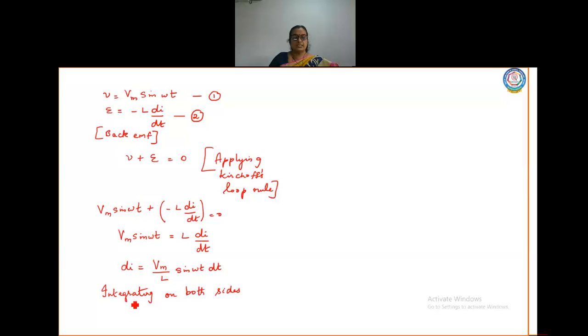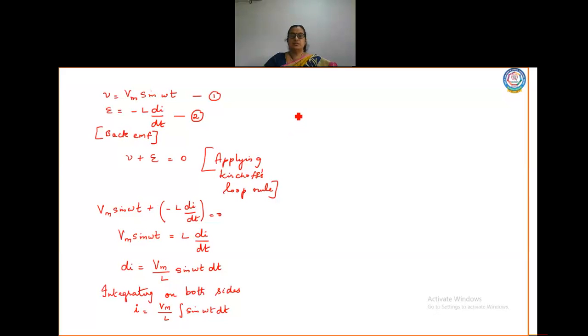So what is integral di? Integral di is I. Now as far as this side is concerned, this Vm by L is constant, so let me take this out. Vm by L, I am going to integrate sine omega t dt. Okay?